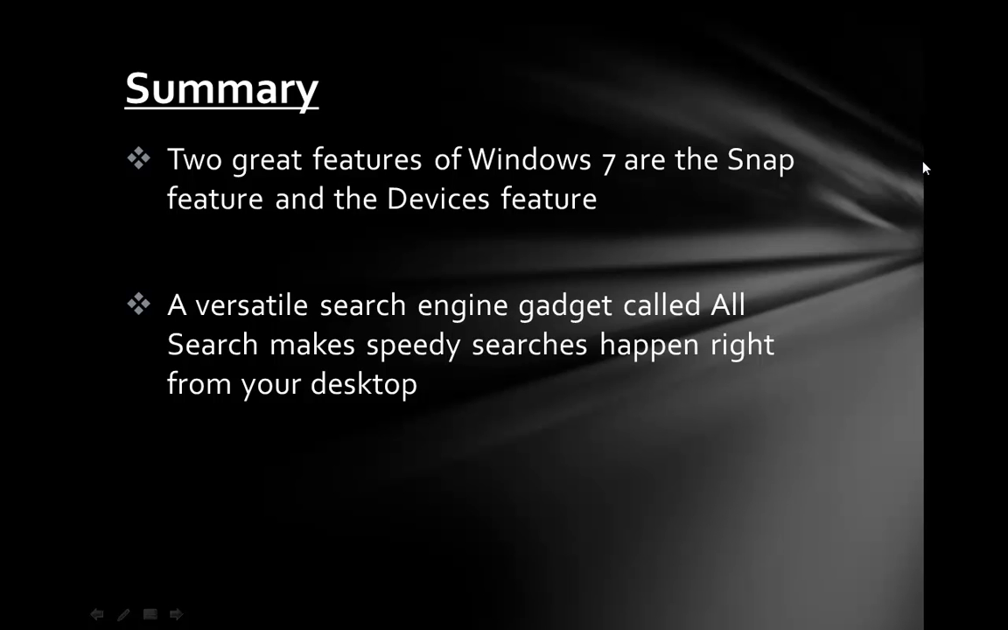So, in summary, the two features that I chose and that I use and really like are Snap and the Devices feature. And also the search engine, AllSearch, is a very versatile, speedy desktop search engine gadget, and I have to recommend all of them to you.